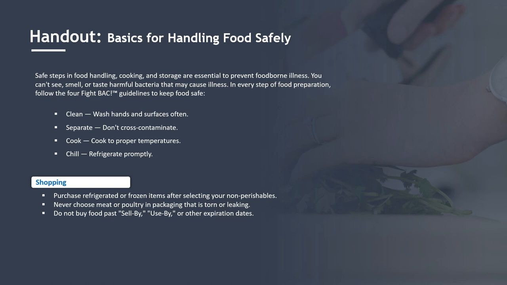Clean. Wash hands and surfaces often. Separate. Don't cross-contaminate. Cook. Cook to proper temperatures. Chill. Refrigerate promptly. Shopping. Purchase refrigerated or frozen items after selecting your non-perishables. Never choose meat or poultry in packaging that is torn or leaking. Do not buy food past its sell-by, use-by, or other expiration dates.